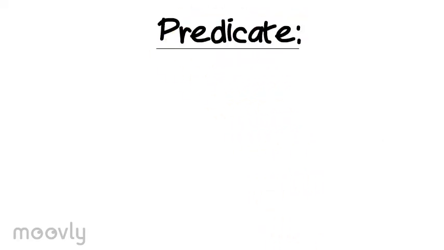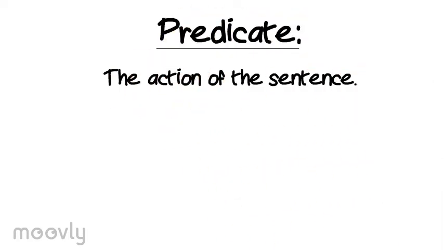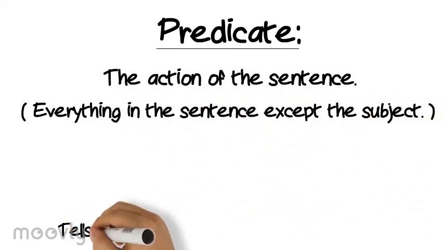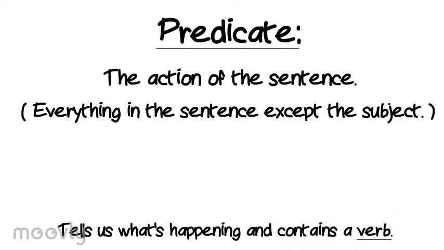The predicate, on the other hand, is the action of the sentence. It's basically everything else in the sentence apart from the subject. It tells us what is happening and contains a verb.